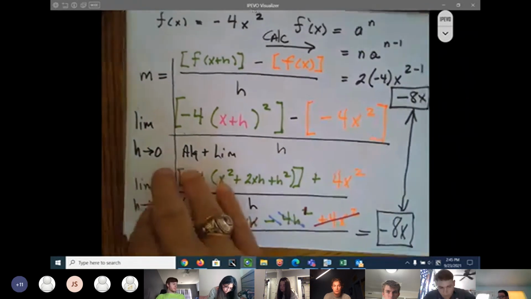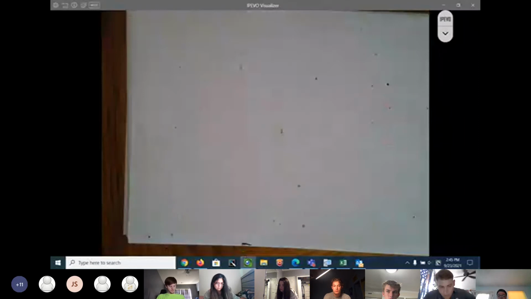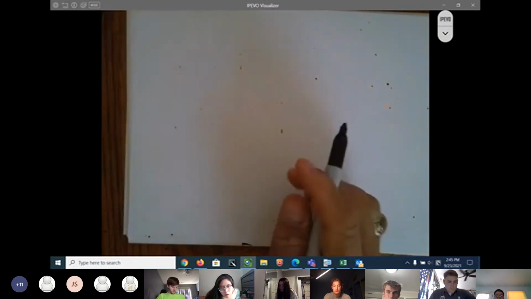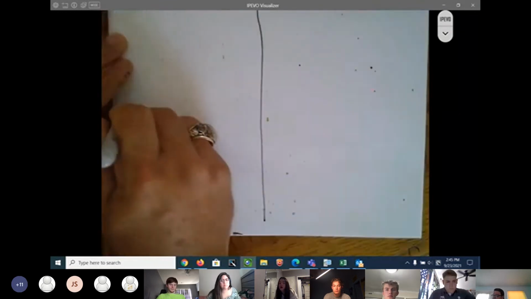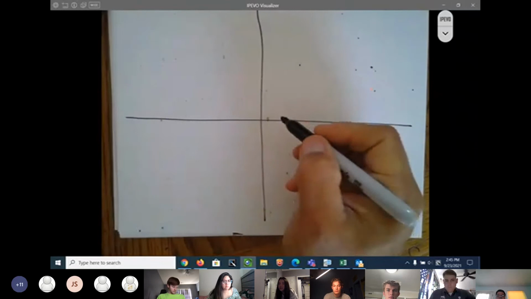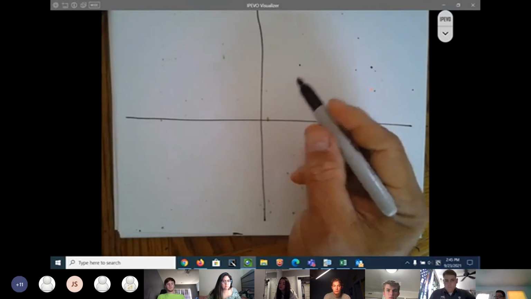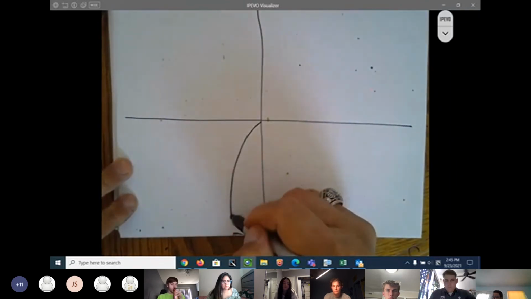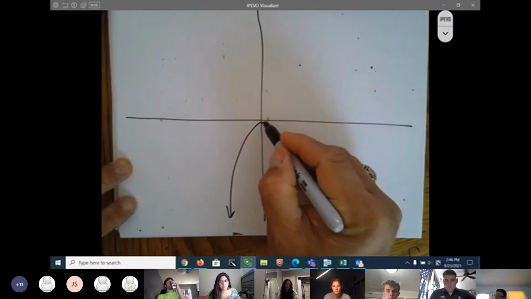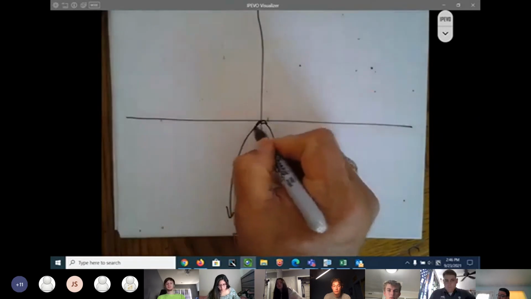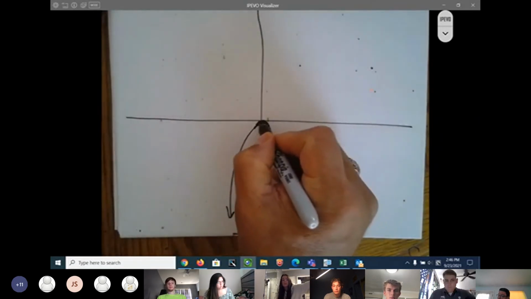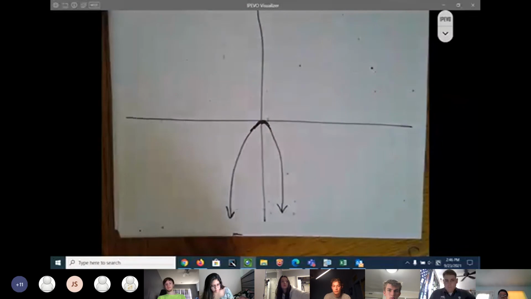So what did we do? f of x is equal to negative 4x squared. So that means we got a parabola that basically looks like this. It's skinnier than a regular parabola because of the 4, and it's opening downward because of the negative.